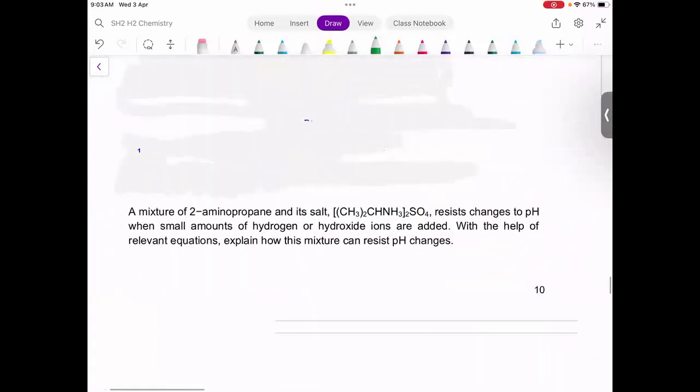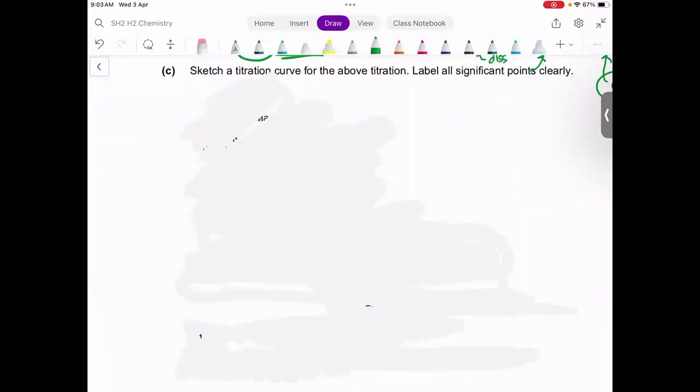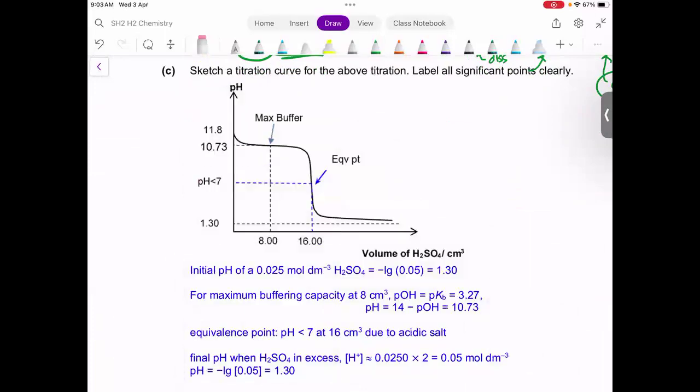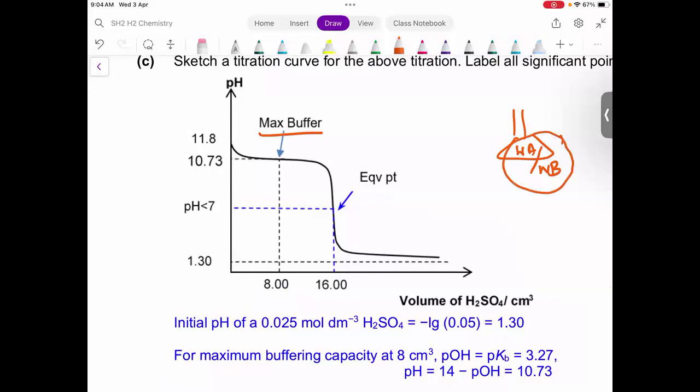So I show you the answer, then you ask me questions about it. I hope you have done the sketch. This is what the curve will look like. Remember, whenever you have a weak acid or weak base in the conical flask, your max buffer will occur before the equivalence point.